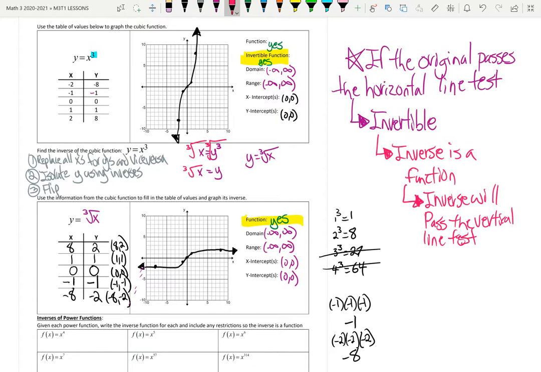I also know that this is the situation when x is to an odd power. Hint, hint. X to the third, x is to an odd power. It is invertible. Therefore, the second graph is going to be a function. It is a function because the second graph passes the vertical line test. This is connected to the first graph because the first graph passes the horizontal line test. The horizontal line test is connected to the inverse's vertical line test.